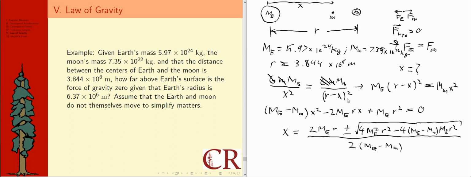One thing possibly worth discussing is there's a plus or minus here. So what do we do? One option is to calculate both numbers and then just figure out which one makes sense. Here's what I think is going to happen. I think if you calculate the plus number, you're going to get an x value that's larger than R.